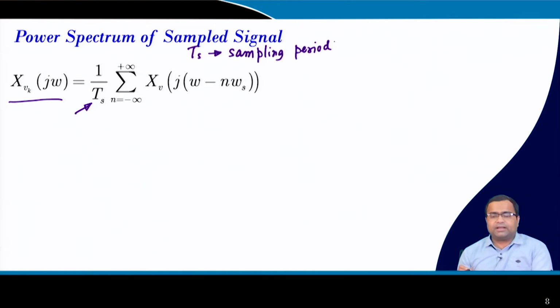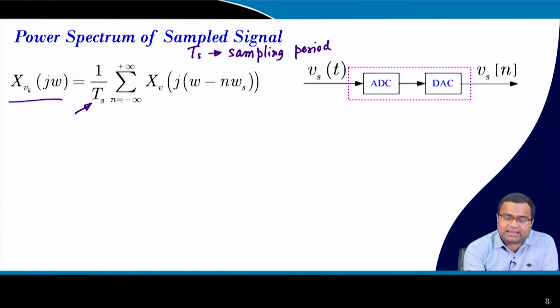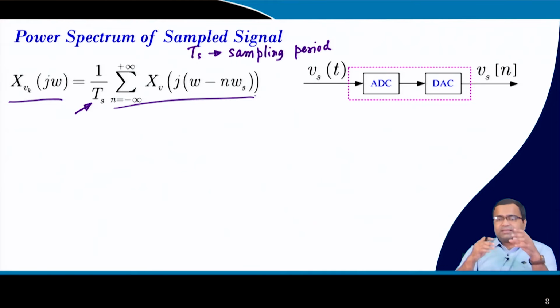It is a sampling period. It can be shown that 1 by Ts times the sum of this means you will get a train of spectrum, right. So, in the power spectral density you will get a sum of multiple things. How does it look?